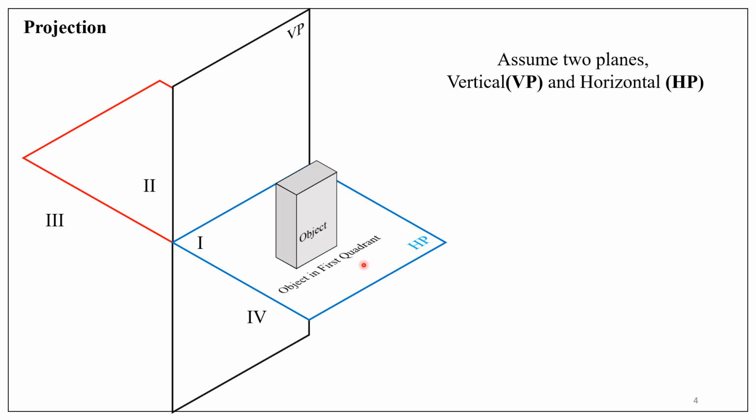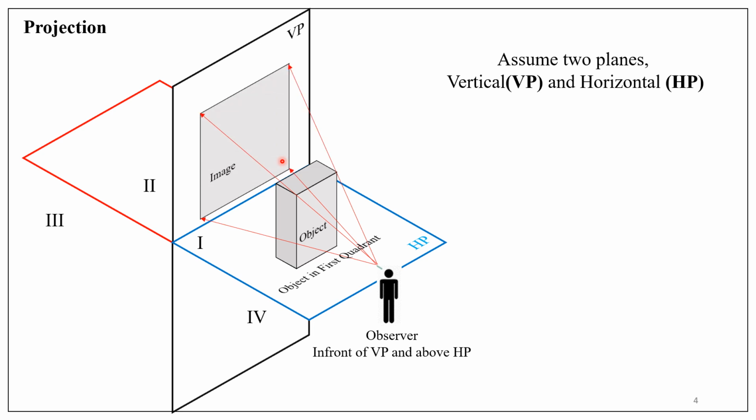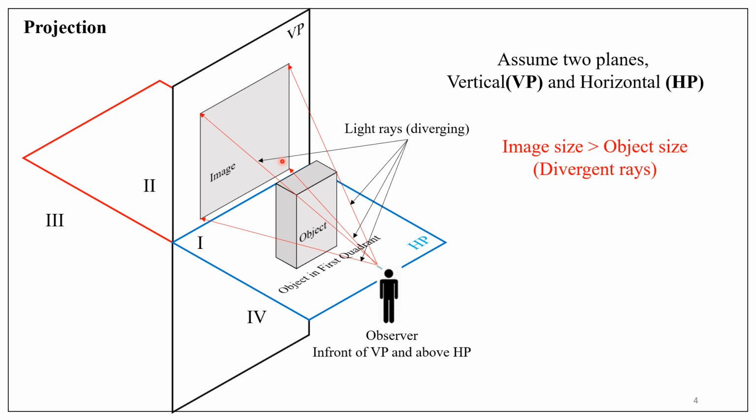It is imagined the light rays emanate from the observer, pass through the object, and an image is obtained on the vertical plane. What we observe is the light rays are diverging. Compare now the size of the image and the object. Image is greater in size than the object, that is because of divergent rays.